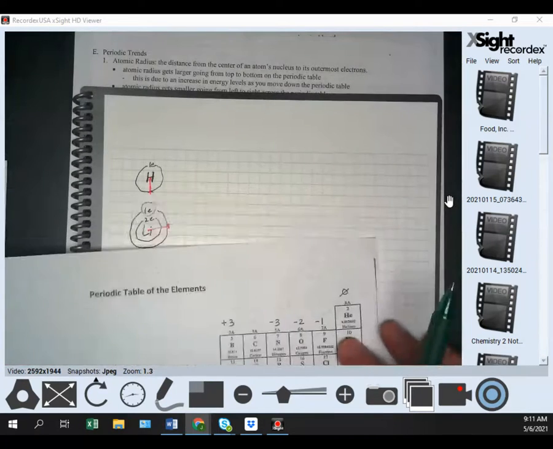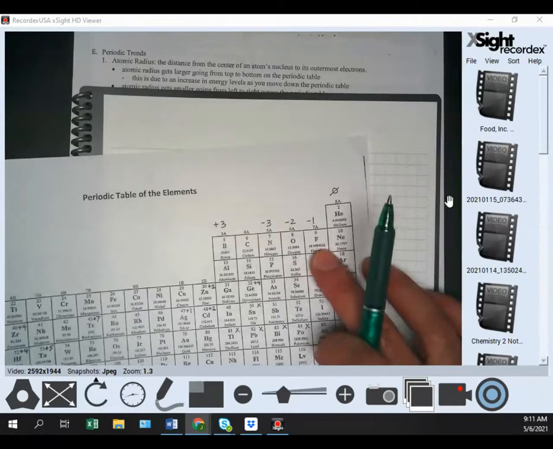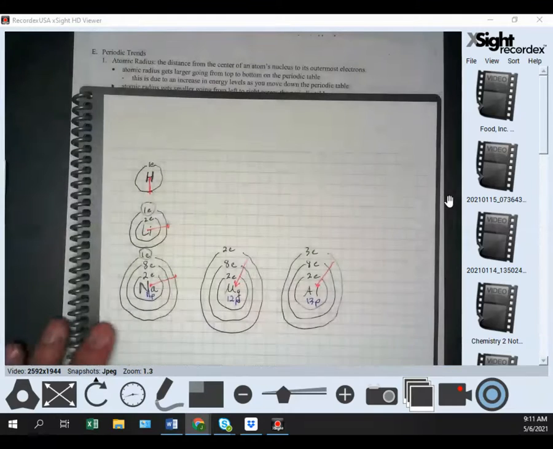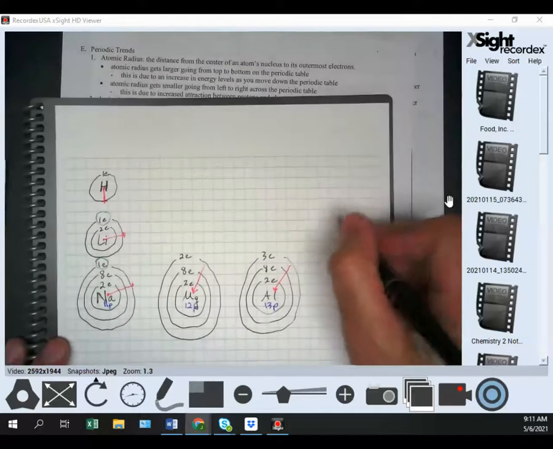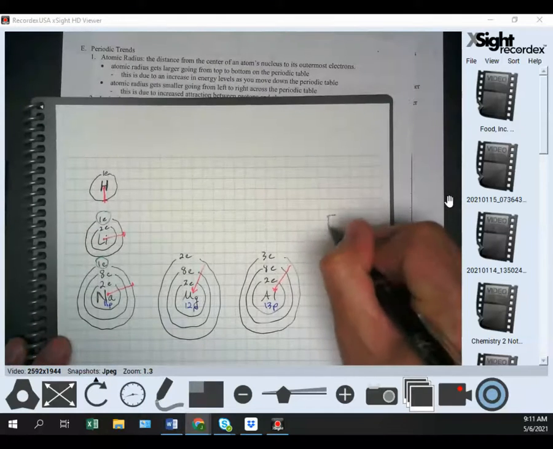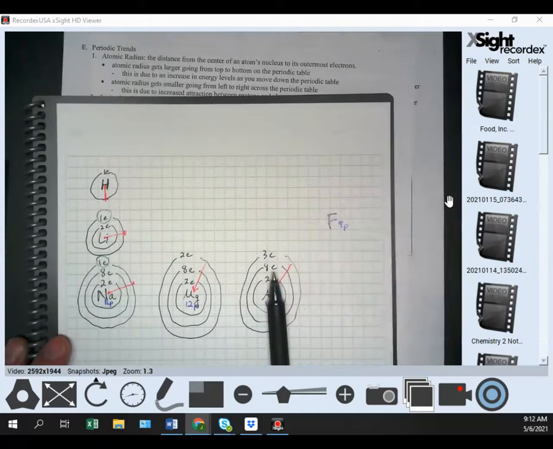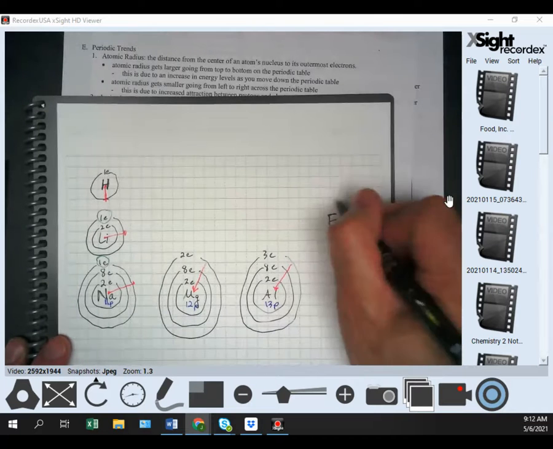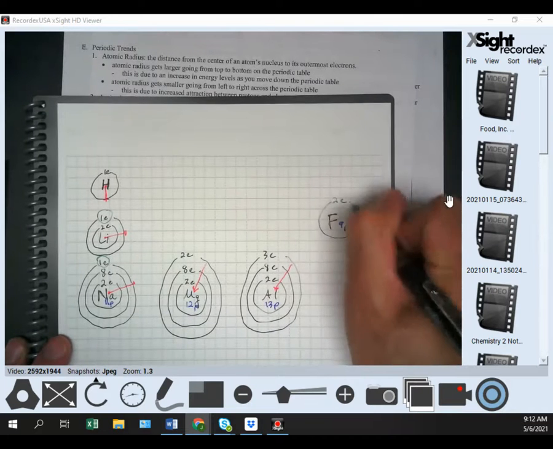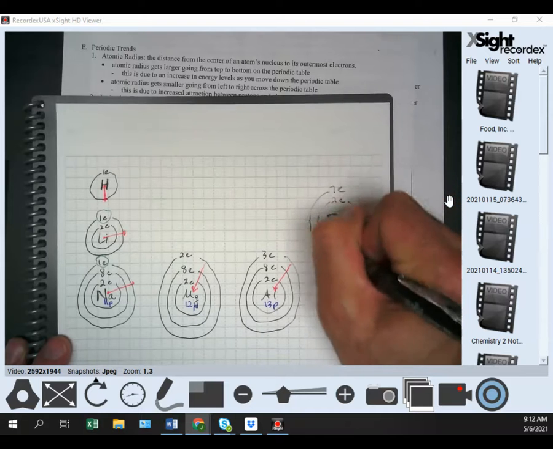So like fluorine, way over here, fluorine has 9 protons, and it's got 2 electrons, and then it's got 7 electrons.